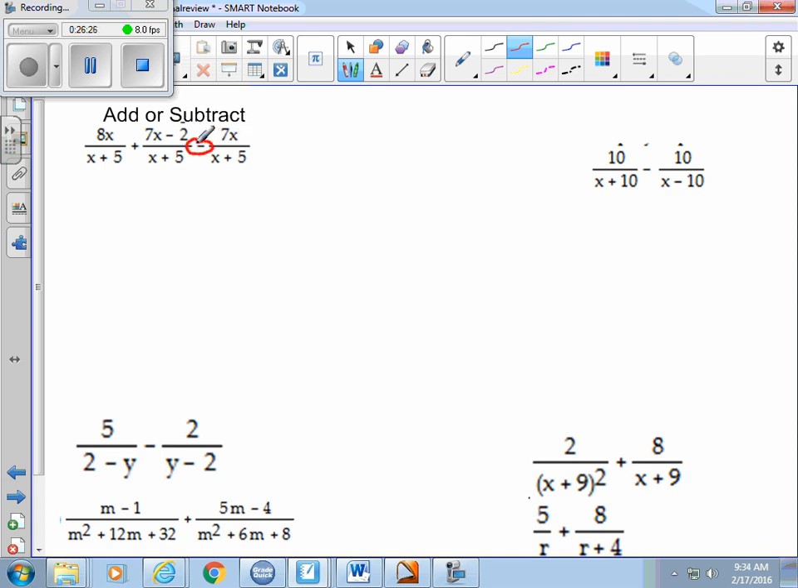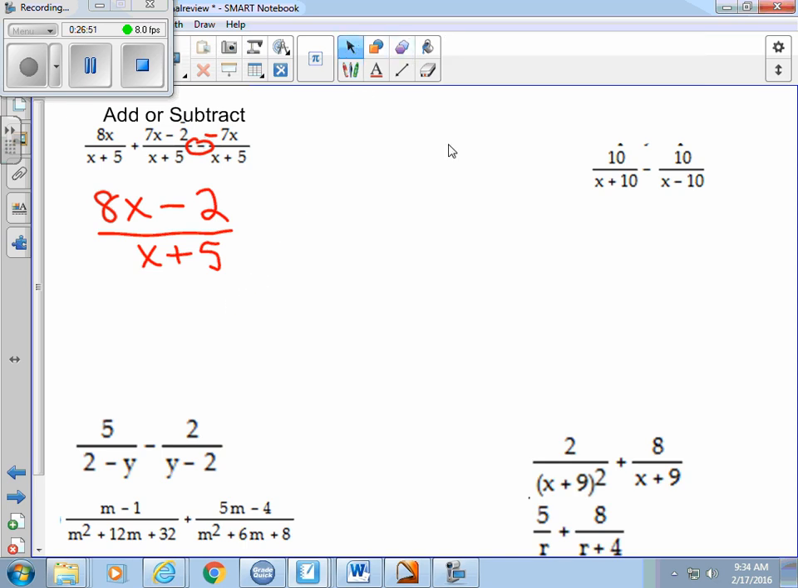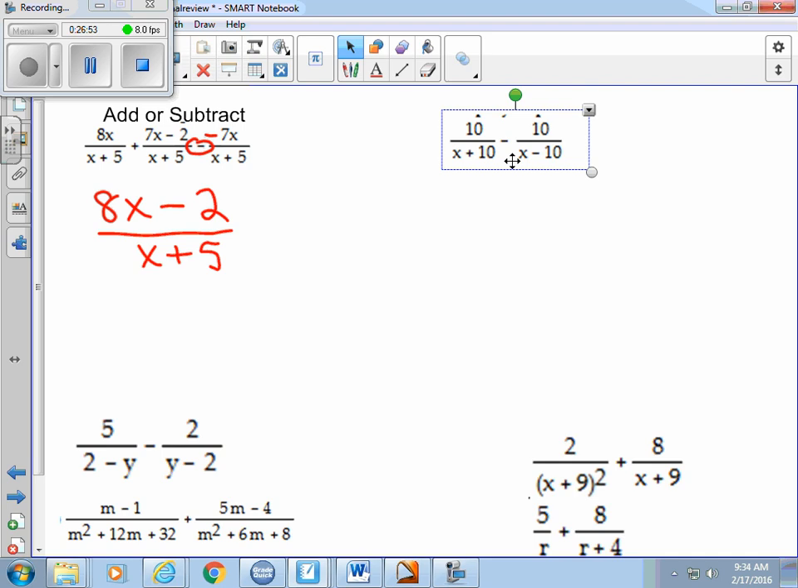Anytime there is subtraction, distribute it to anything on the top of the fraction that is subtracted. So 8x plus 7x minus 7x, would you agree that's 8x? And then the negative 2 all over x plus 5. So if the denominator is already the same, it's as simple as that. Obviously, they won't all be that easy.